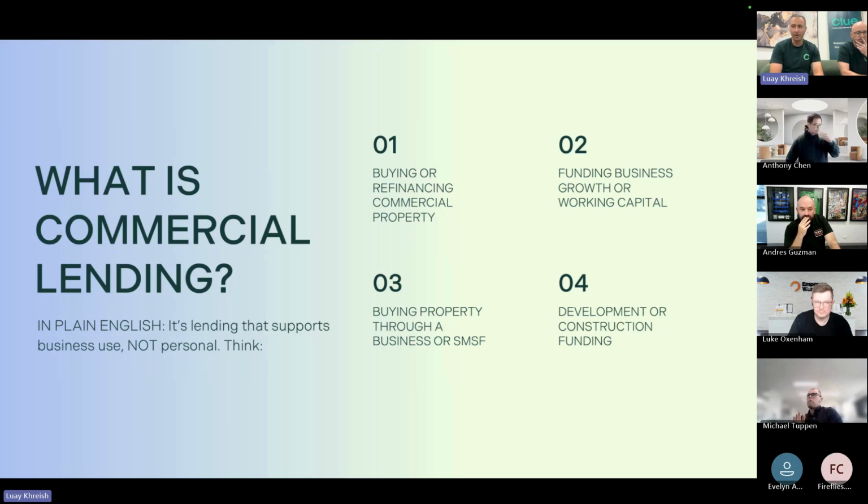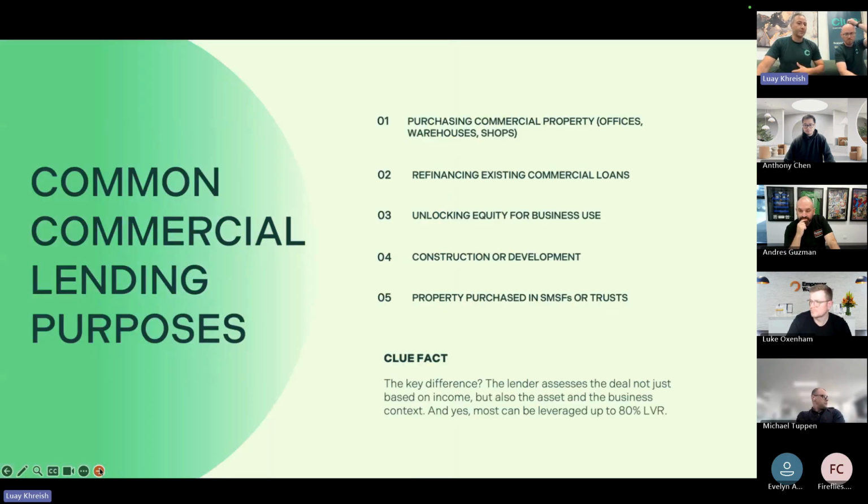So whether you're buying or refinancing commercial property, funding for business, whether it's working capital or expansion, etc., buying through an SMSF, or development of more than, say, 4 units where you're relying on pre-sales as your exit strategy. And I guess just quickly for obviously a few residential brokers online here, it's not NCCP, so it's everything outside of that, guys, which is obviously important in terms of how it's assessed and the requirements we've got for the commercial lending as opposed to resi.